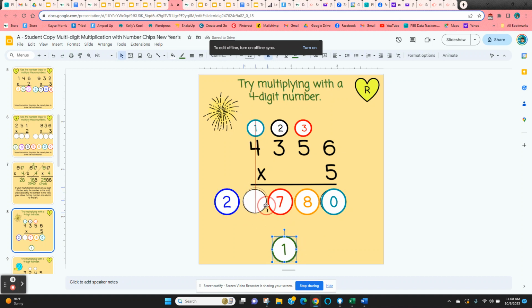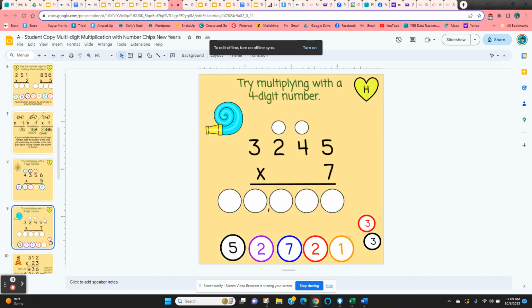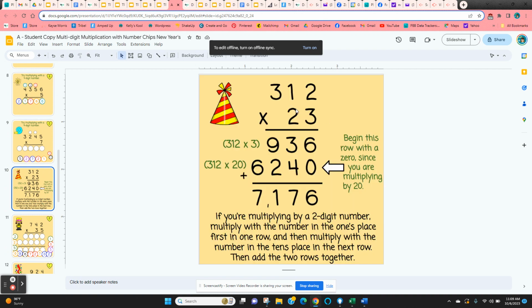Now the problems get a little bit more difficult, longer as we go. And the number chips reduce some of the frustration because all the numbers they need are here. So if they get toward the end of their problem and the numbers aren't working, that means they've made an error and they can go back and check again. Next slide, they're going to do the same thing. Then they're shown how to multiply with a three-digit by a two-digit number.